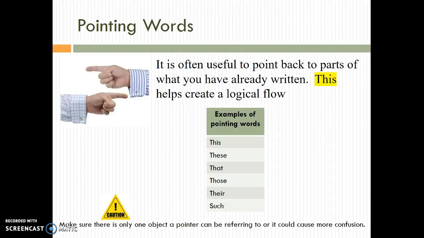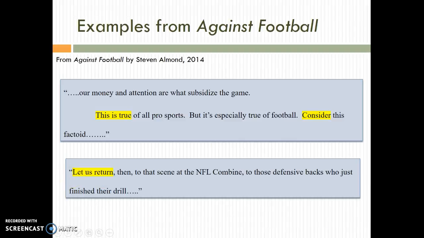Look at some real examples from our class text, Against Football by Stephen Almond. The first example I am going to provide actually uses both transitional words and pointing words in the same first few sentences of a paragraph. I'll first start with the end of the last paragraph. Quote, "Our money and attention are what subsidize the game. This is true of all pro sports, but it's especially true of football.